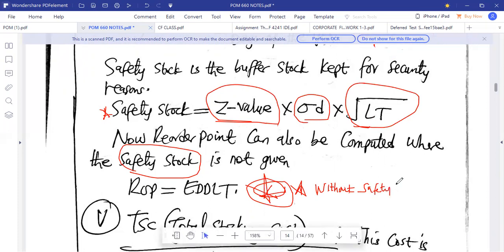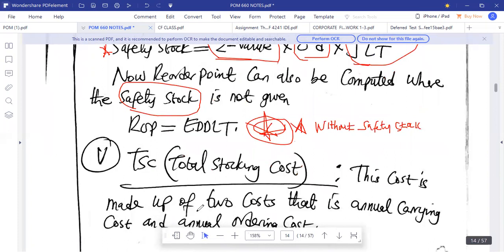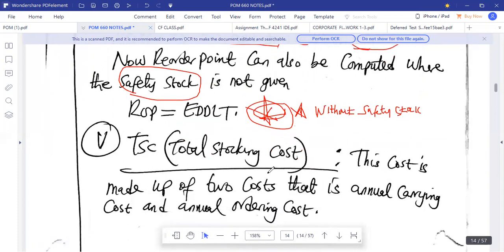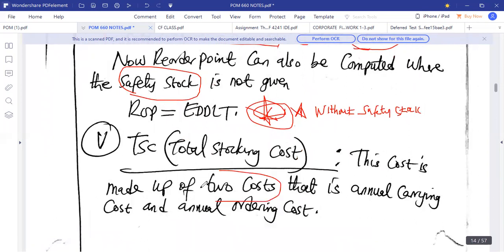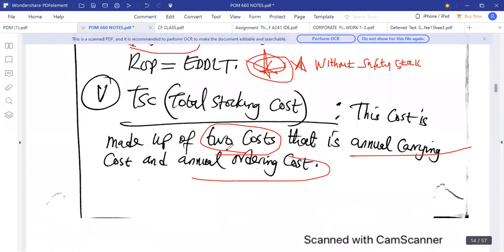Safety stock. Okay, so you're getting this one. So now we get into total stocking cost. Total stocking cost, you are doing stock taking. It's made up of two costs: annual carrying cost and annual ordering cost.